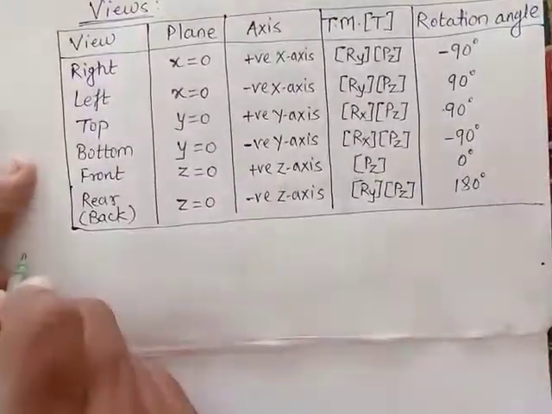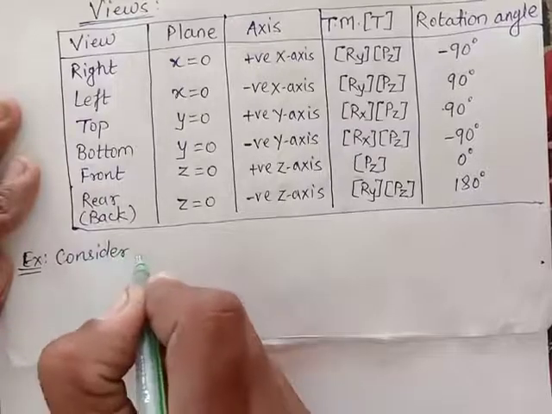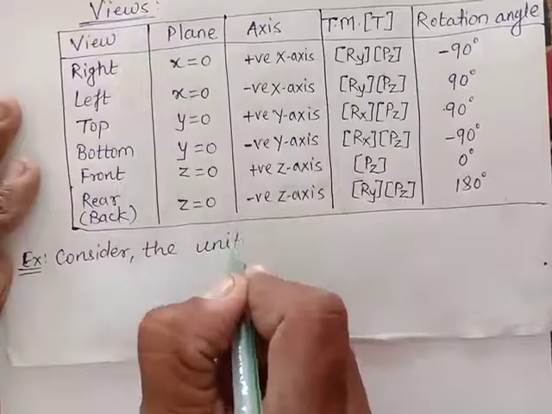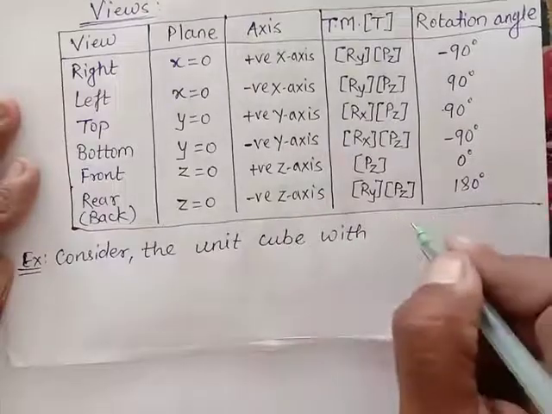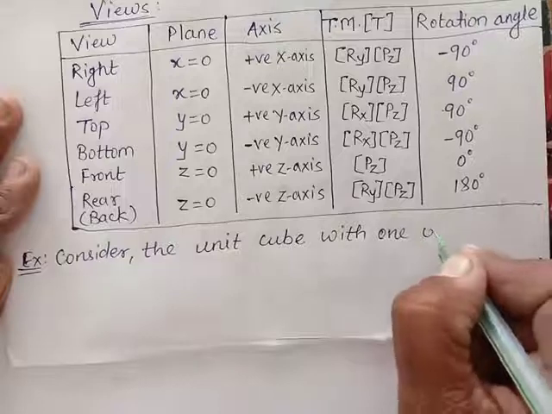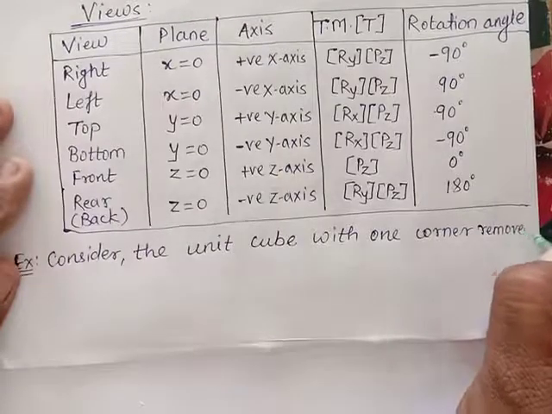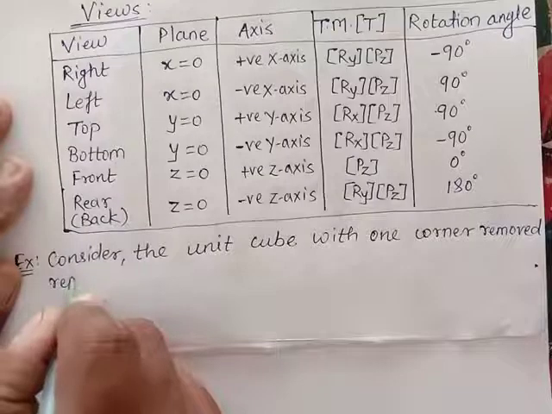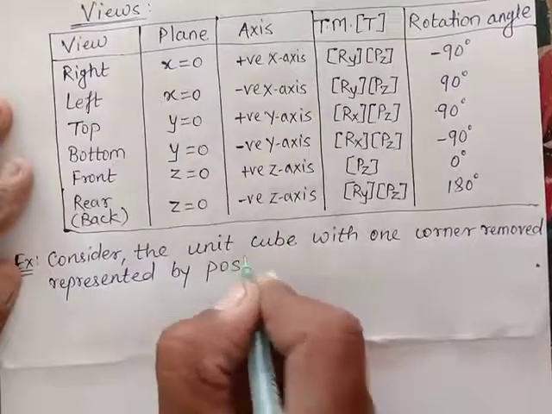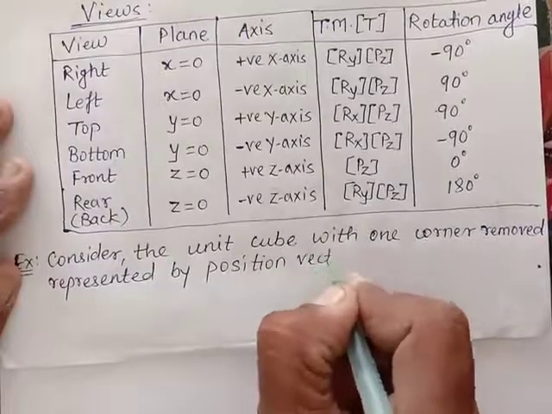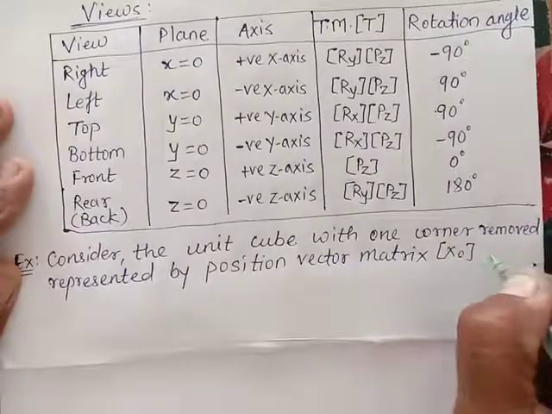Let me write an example. Consider the unit cube with one corner removed, represented by position vector matrix X naught as follows.